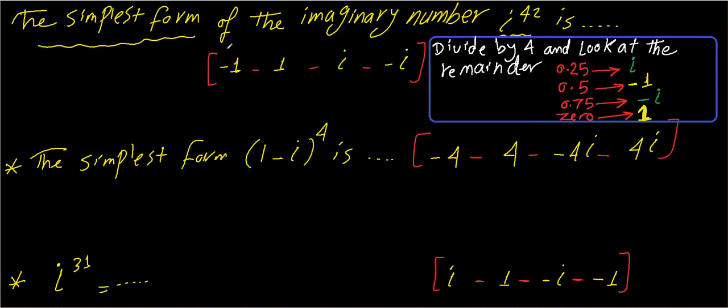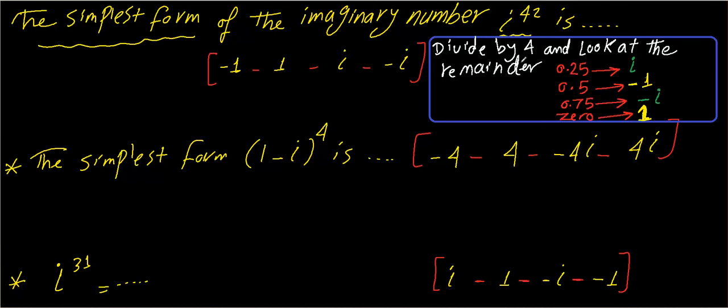The simplest form of the imaginary number I power 42. We know that to find the imaginary number in the simplest form, we can divide the power by 4 and look at the remainder. If the remainder in decimal form is 0.25, the answer will be I. If the remainder is 0.5, it will be negative 1. If the remainder is 3 over 4 or 0.75, it will be negative I. If there is no remainder, that means the remainder is 0, it will be 1.